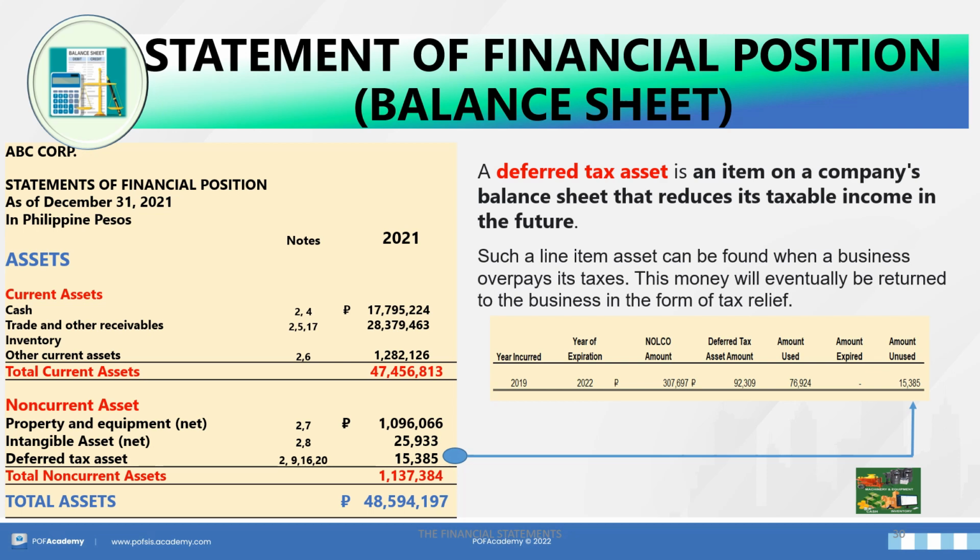Next is the deferred tax asset. As defined, a deferred tax asset is an item on a company's balance sheet that reduces its taxable income in the future. Such a line item asset can be found when a business overpays its taxes. This money will eventually be returned to the business in the form of tax relief.